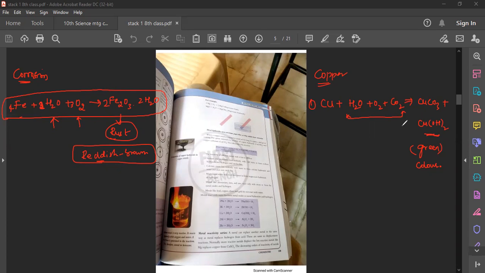No doubt, sir. Similarly, if you take silver, if you use silver jewelry, after some days the silver jewelry will get a black color coating, right? Yes, sir. Why?